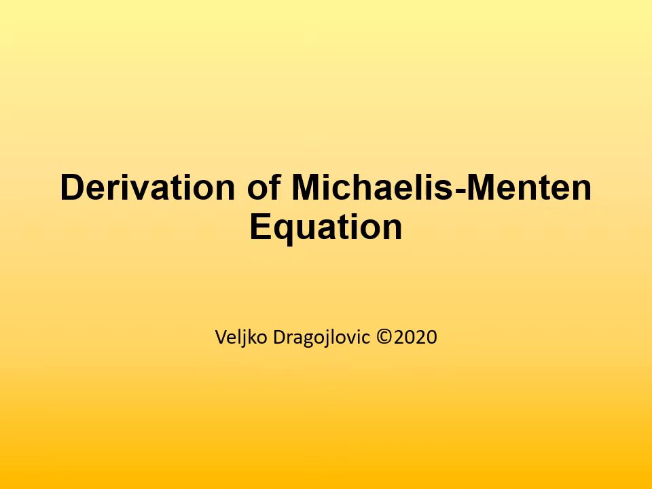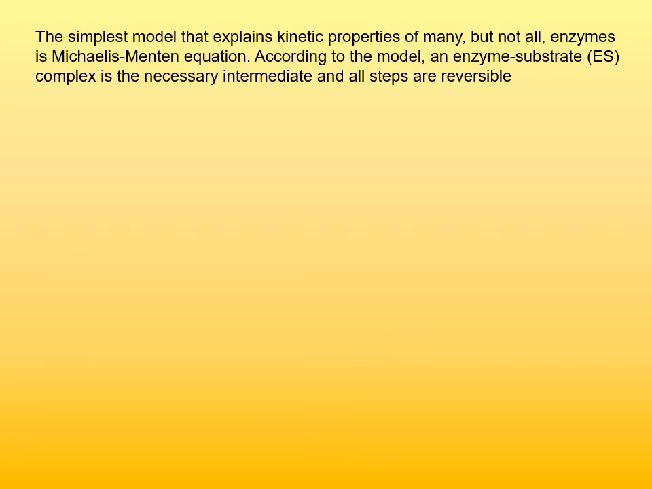In this presentation, we are going to look into the derivation of the Michaelis-Menten equation. The Michaelis-Menten equation is the simplest model that explains the properties, activity, and mechanism of action of many, but not all, enzymes. It explains the mechanism of action or kinetics of simple enzymes, enzymes that are not regulated. But since it's the simplest model, that's the one that is good to start the study of enzymes with.